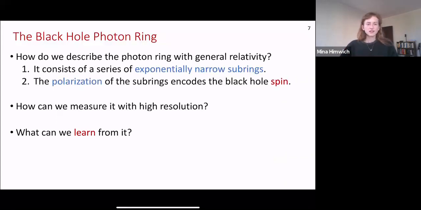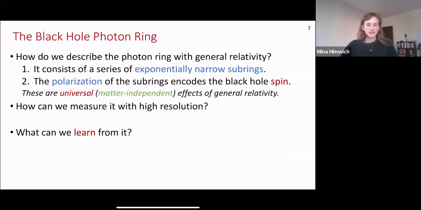And second, that the polarization of the subrings encodes the black hole's spin. And what's important is that these are universal effects of general relativity, in the sense that they don't depend on what astrophysical matter is surrounding the black hole or where it sits in space-time. We will see this series of subrings for any black hole surrounded by any type of matter, or relatively generic accretion flow.